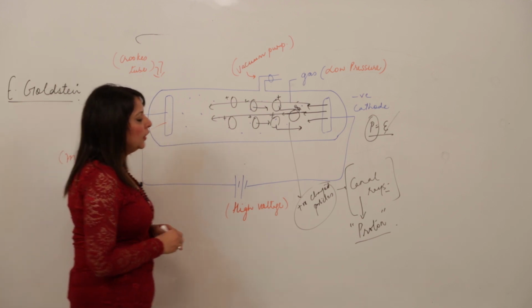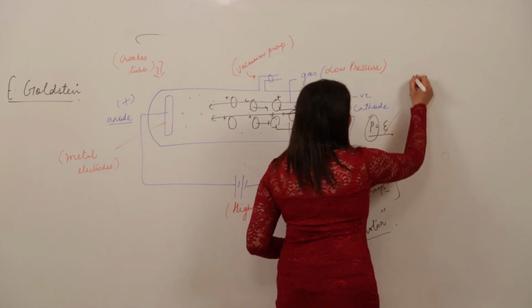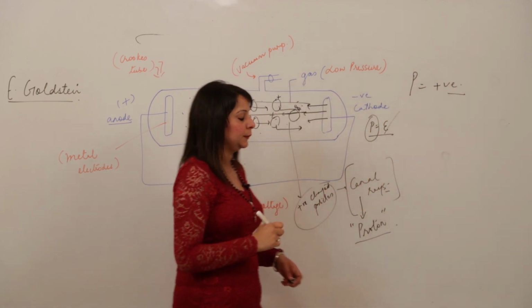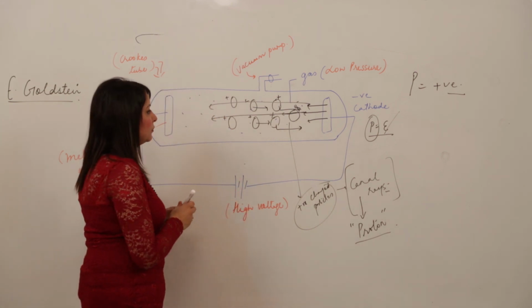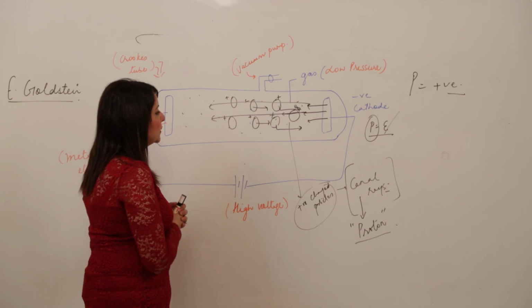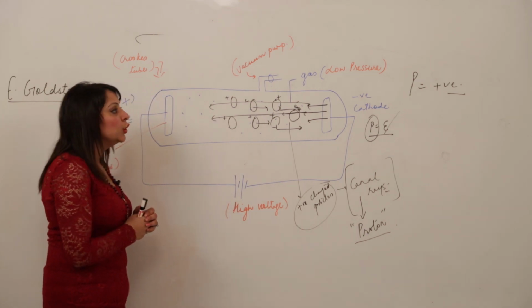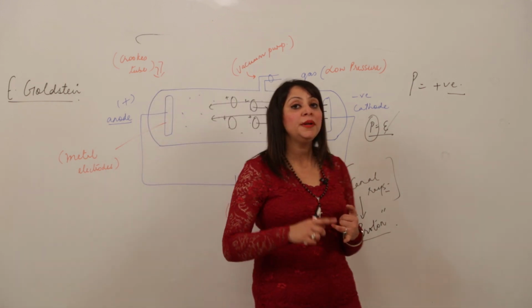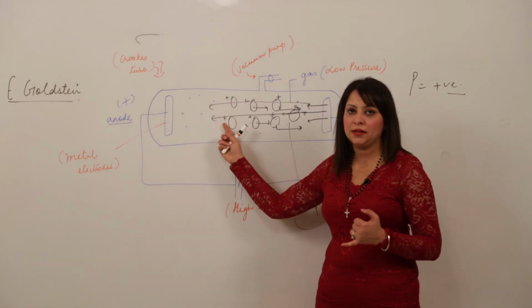So the proton, definitely the charge of proton is going to be positive, because it is a constituent of the positive stream particles, the positive stream rays that were passing. And now coming on to the mass and charge to mass ratio. The mass and charge to mass ratio was found to be different for different gases taken.